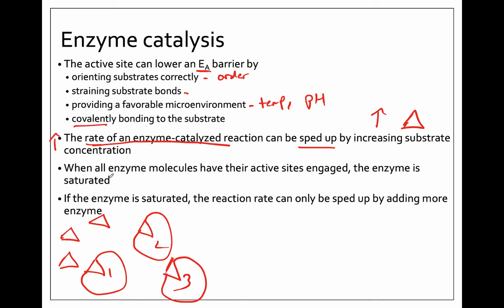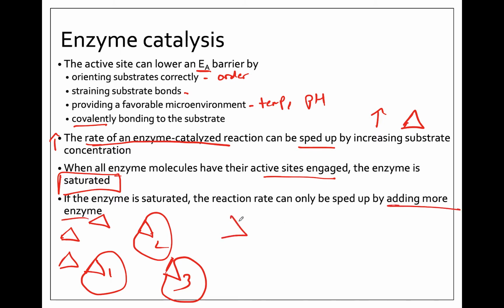So when all of the enzymes have their active sites engaged, meaning that I have put a lot of substrate in there to the point where every enzyme is being used, the enzyme is considered saturated. So at saturation, the speed of the reaction will not increase. The only way to increase reaction speed is to add more enzymes.